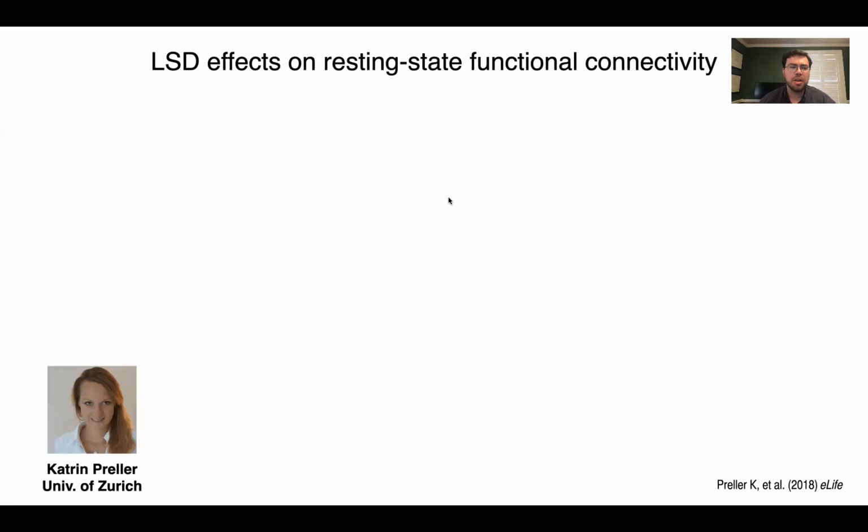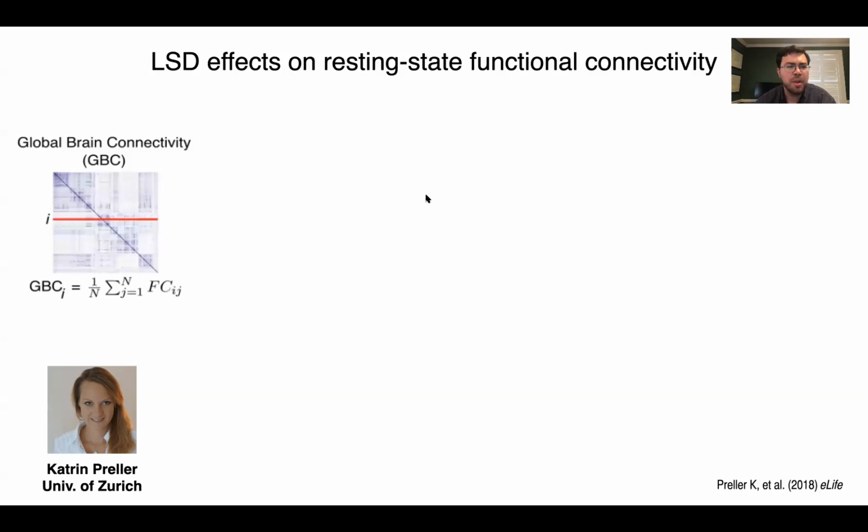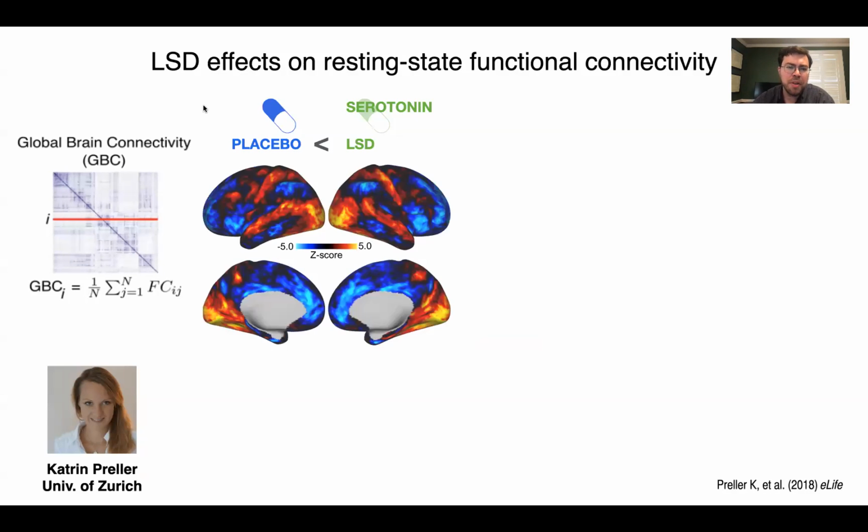And so the test bed that we're going to be using here is a data set collected by our collaborators in Zurich on resting state fMRI with LSD administration. And our measure is going to be what we call global brain connectivity, which is merely the mean functional connectivity of an area. And what we see when we compare LSD to placebo is a very interesting topography across cortex of the change in GBC, in particular this large increase in visual cortex, which you see here.